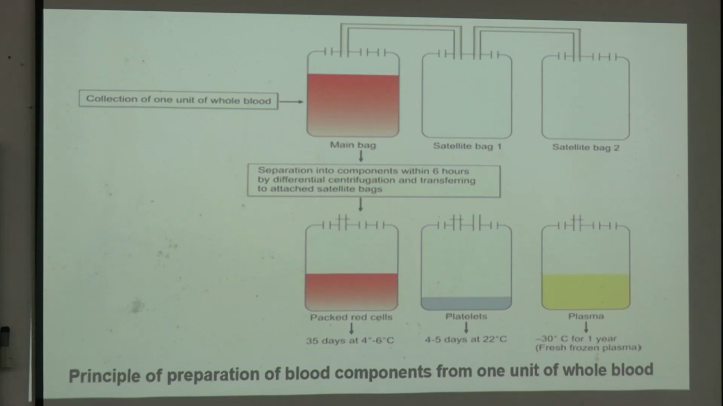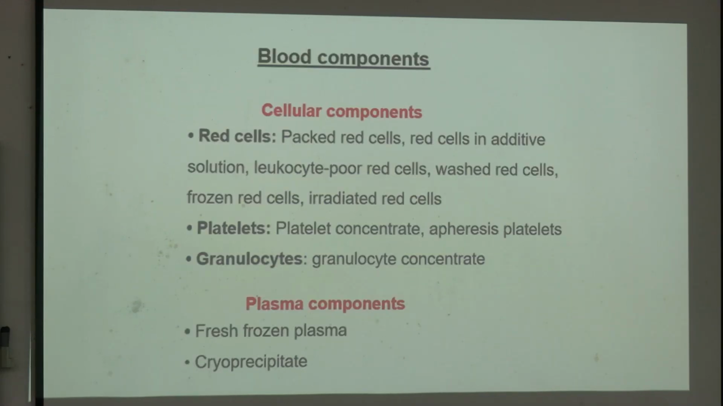This is a schematic diagram showing the principle of preparation of blood components from 1 unit of whole blood. See, here there is collection of 1 unit of whole blood, and this is further separated into packed RBCs, platelets and plasma. And here are the satellite bags into which the separated components are transferred.